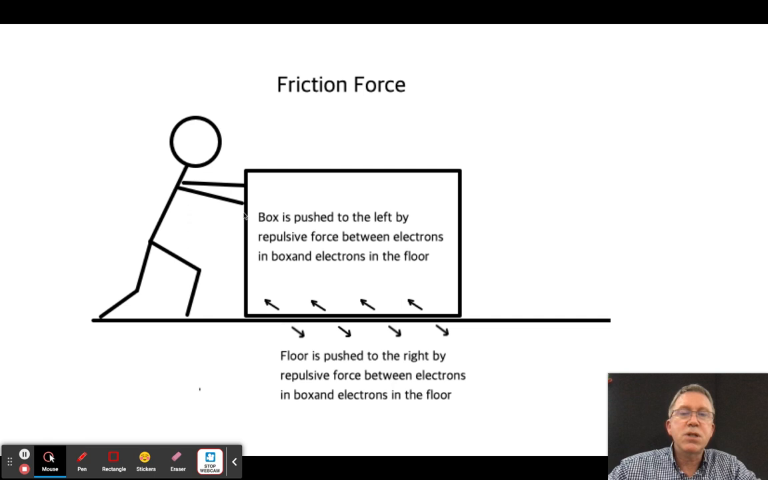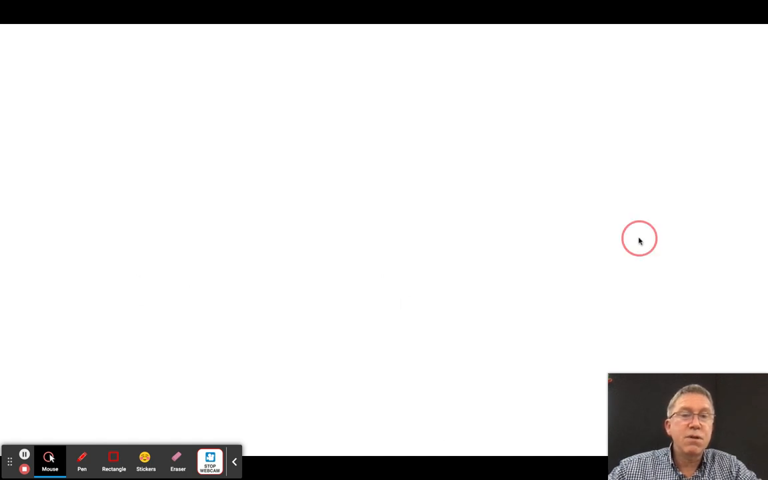But if I start to push the box in one direction, then what happens is these atoms are trying to go this way, and these atoms have electrons, and they're like, well, wait a second, I don't like your electrons coming, so I'm going to push you that way. And as I push you that way, you push me this way. So friction, again, is just another manifestation of this electrostatic force.